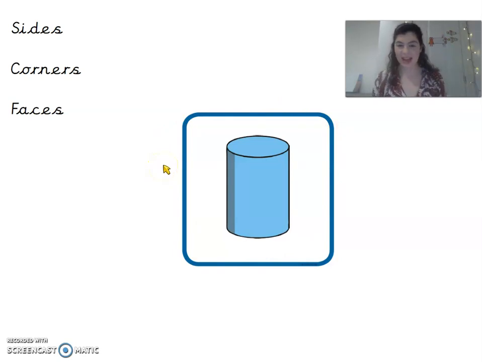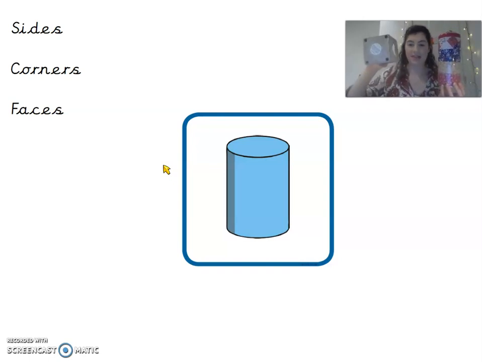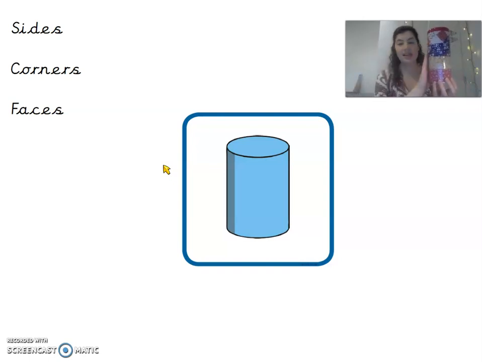Now a cylinder is a bit different to a cube, isn't it? I've got one here. Can you see? Our cylinder has a curved side. Our cube was flat, wasn't it? But our cylinder goes all the way around. If you were to try and roll the cylinder, it would roll across the ground.